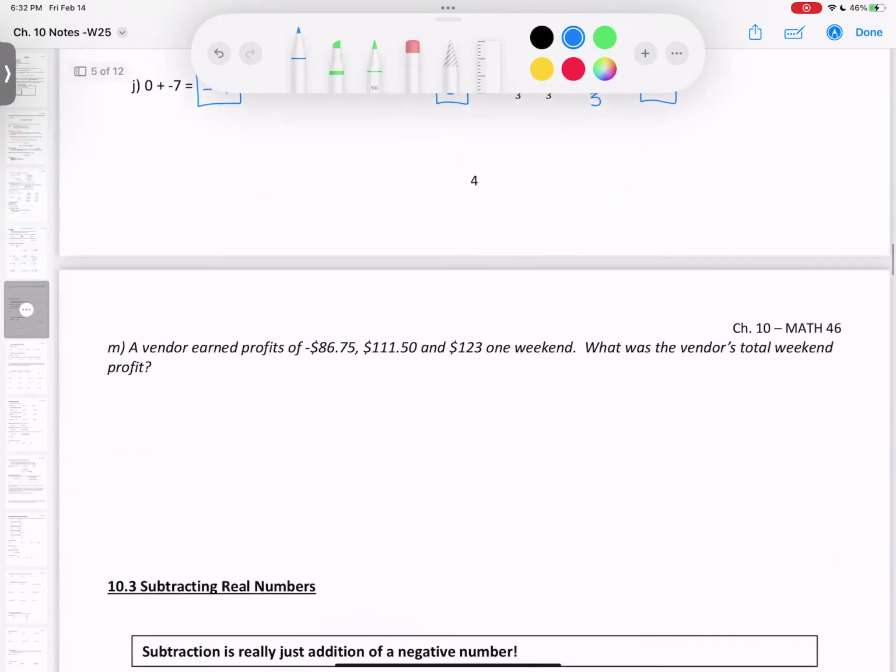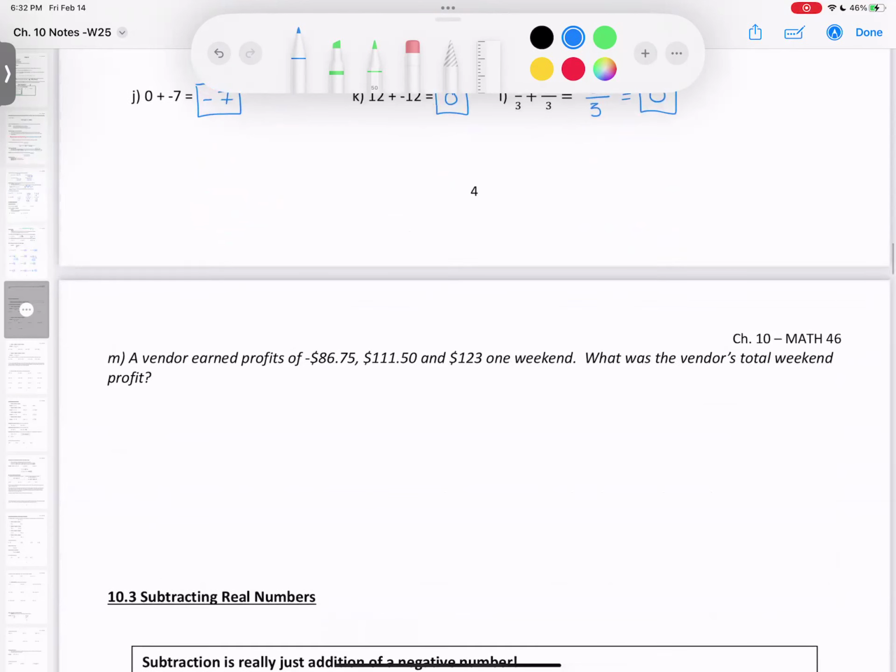And let's finish off with a word problem. Okay, so a vendor earned profits of -86.75, $111.50, and $123 one weekend. We want to know their total weekend profit. So we're looking for the total. In other words, we're looking for the sum. So you can do this in the order it's given. I tend to write the positive ones first. So I'd write 111.50 plus 123, and then plus negative 86.75. But you could write these in any order. You could put that negative 86.75 first if you want.